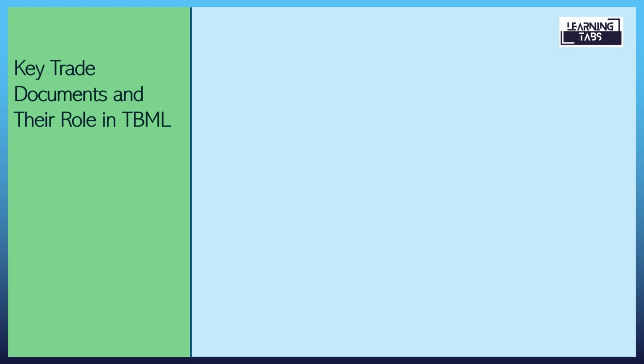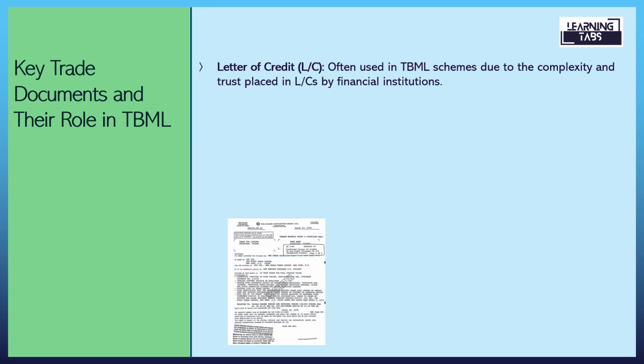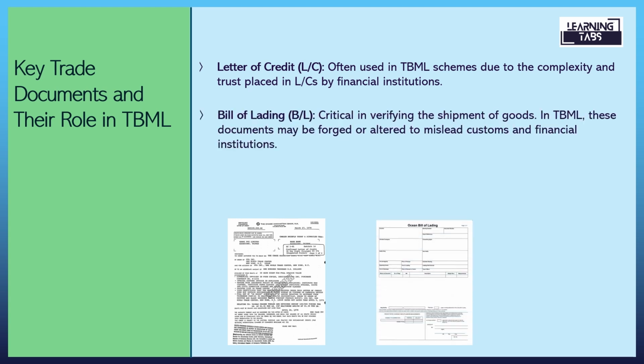Key trade documents and their role in TBML. Letter of credit. LCs are often used in TBML schemes due to the complexity and trust placed in LCs by financial institutions. Bill of lading, BL, critical in verifying the shipment of goods. In TBML, these documents may be forged or altered to mislead customs and financial institutions.